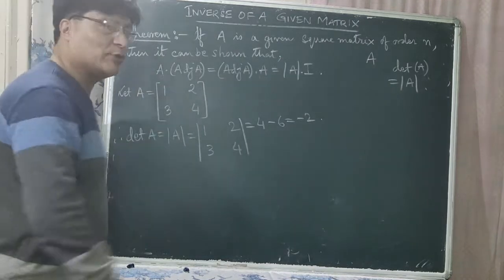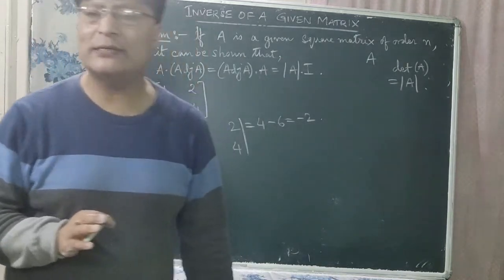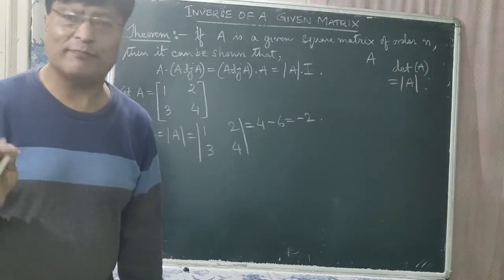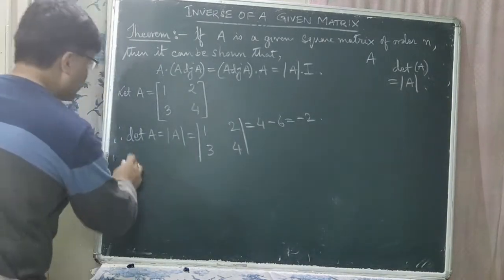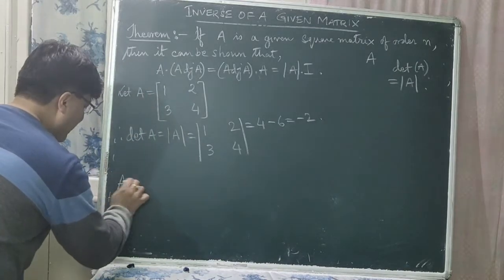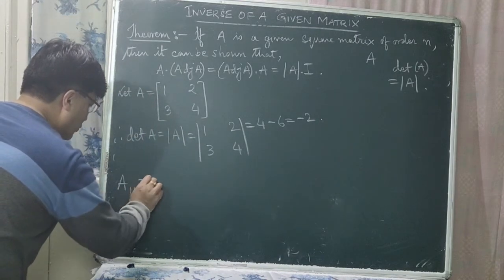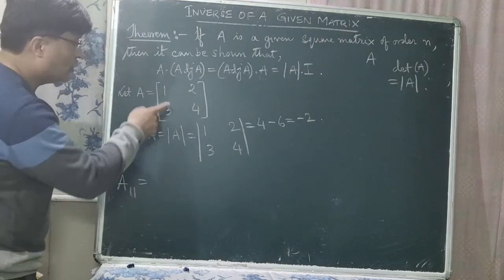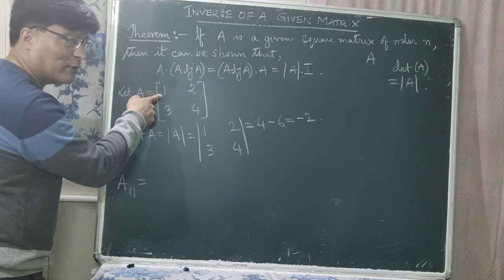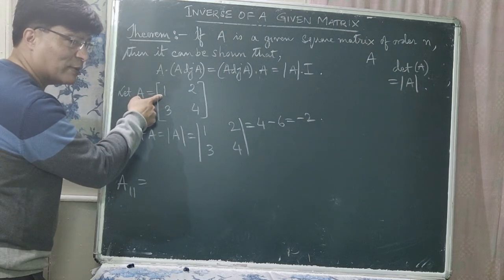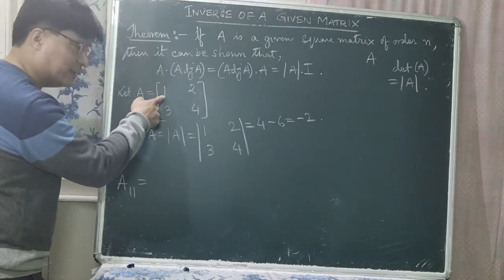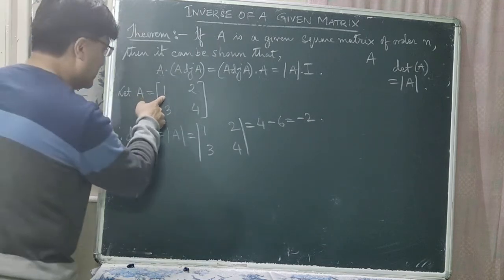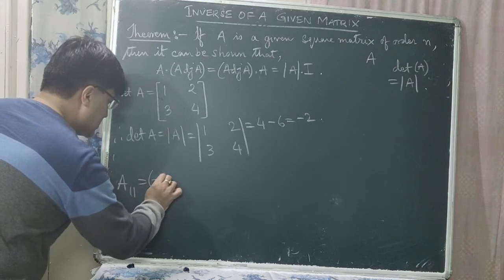Now we have to get the adjoint of A. In order to get the adjoint of A, you should know the cofactors of each and every element of matrix A. That is, let us find out the cofactor of A11. Cofactor of small a11 means the element in the first row and the first column, that is 1. That means you have to find out the cofactor of this number 1. Okay, so it is minus 1.